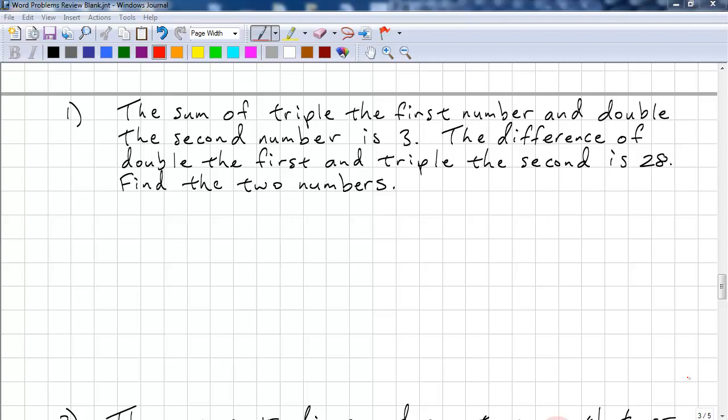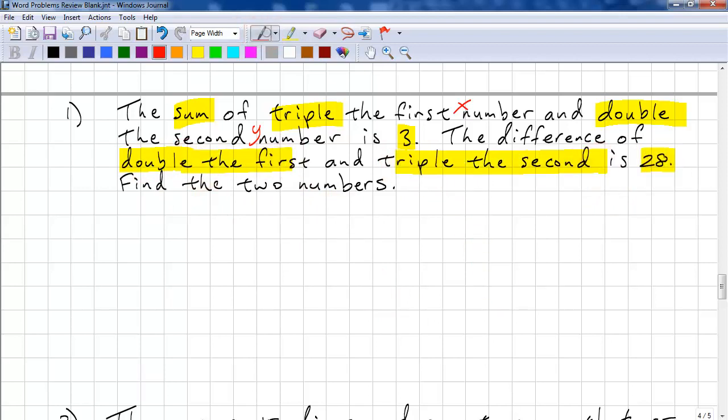So read the question. The sum: triple the first number. So let's call the first number x, and we want to highlight triple. And double the second number. Let's call this one y, and we want to double this. And the sum is 3. And the difference of double the first number and triple the second is 28.